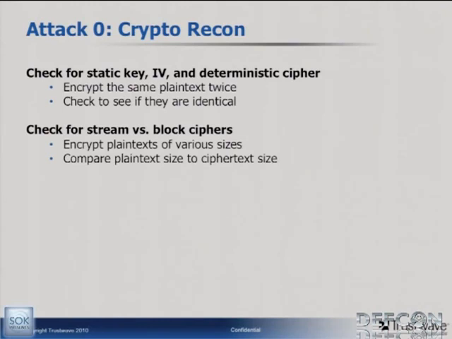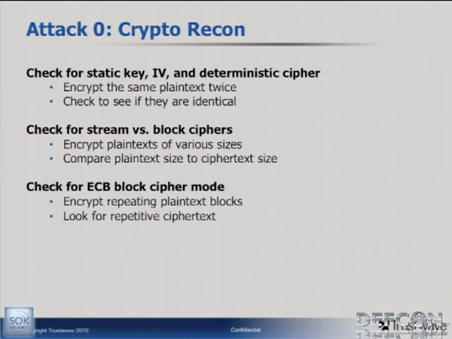You can also check for stream versus block ciphers. This is pretty easy to tell. You can encrypt some piece of plain text, and if the size is dependent on the size of the plain text divided by 8 or 16 or something like that, then it's a block cipher. And if it just grows with the plain text, no matter how many bytes you're tacking onto the end of it, a linear relationship, you have a stream cipher.